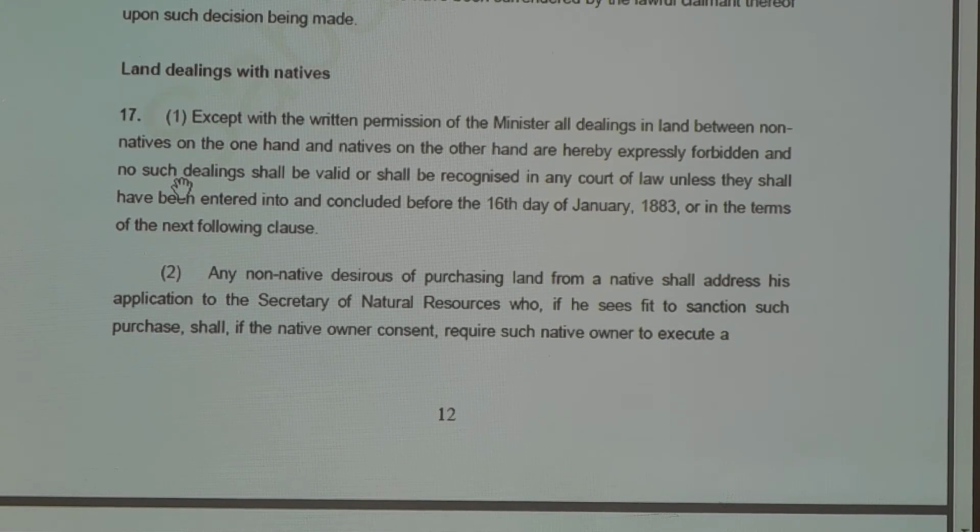Basically, it says that a non-native cannot acquire any interest in a native title, except with the written permission of the minister. The minister here refers to the Minister of Natural Resources, which is the Chief Minister. All dealings in land between non-natives on the one hand and natives on the other are hereby expressly forbidden, and no such dealing shall be valid or shall be recognized in any court of law.